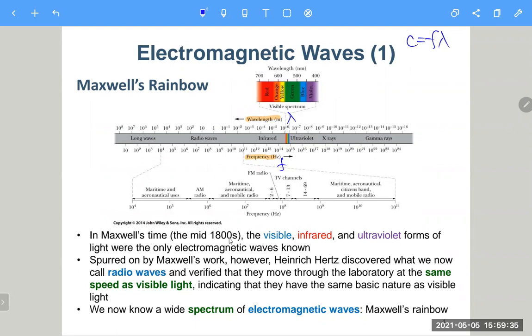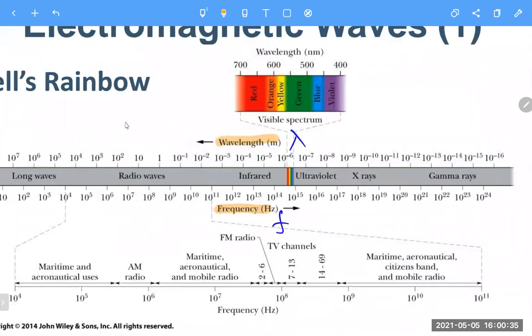So in Maxwell's time, the mid 19th century, 18 somethings, the visible, infrared and ultraviolet forms of light were the only electromagnetic waves known. At that time, they didn't really know the other parts because the human eyes cannot see them. Spurred on by Maxwell's work, however, Hertz, whose name is the source of the SI unit for frequency, Hz, discovered what we now call radio waves, and verified that they move through the lab at the same speed as visible light, indicating that they have the same basic nature as visible light. So we now know a wide spectrum of electromagnetic waves, the Maxwell's rainbow. As you can see here, we have shorter wavelength and larger frequency on the right side and longer wavelength on the left side.